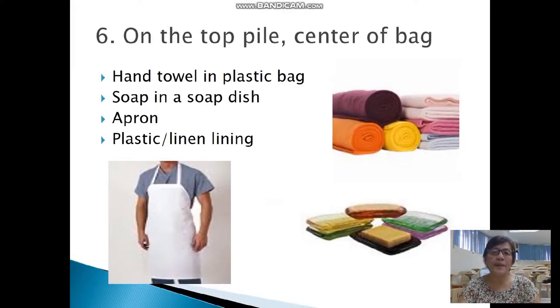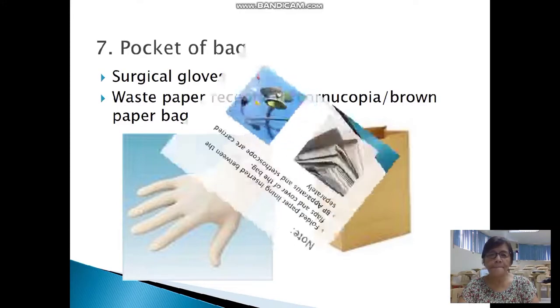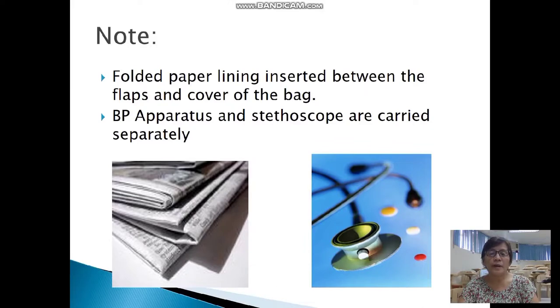On the top pile, center of bag, there must be hand towel in plastic bag, soap in soap dish, apron, plastic or linen lining. The pocket of the bag must have surgical gloves, waste paper receptacle or cornucopia, and brown paper bag. Folded paper lining inserted between the flaps and cover of the bag, and BP apparatus and stethoscope are carried separately. So that's all, and I will perform the activities that we're going to use for the bag technique.